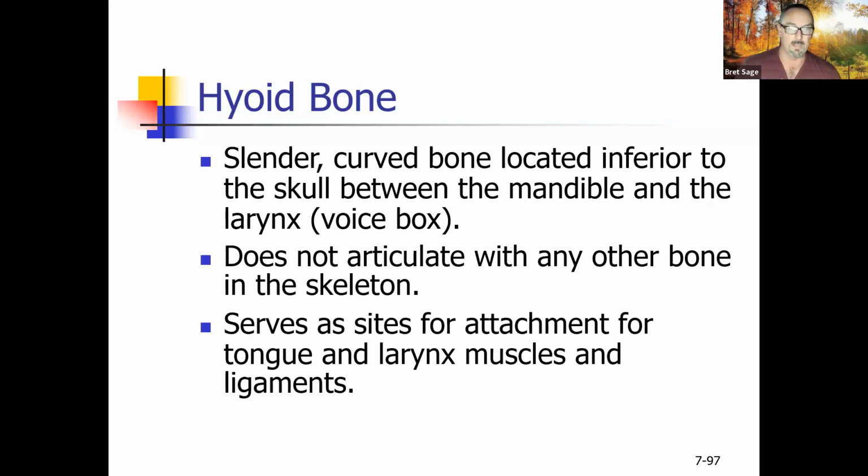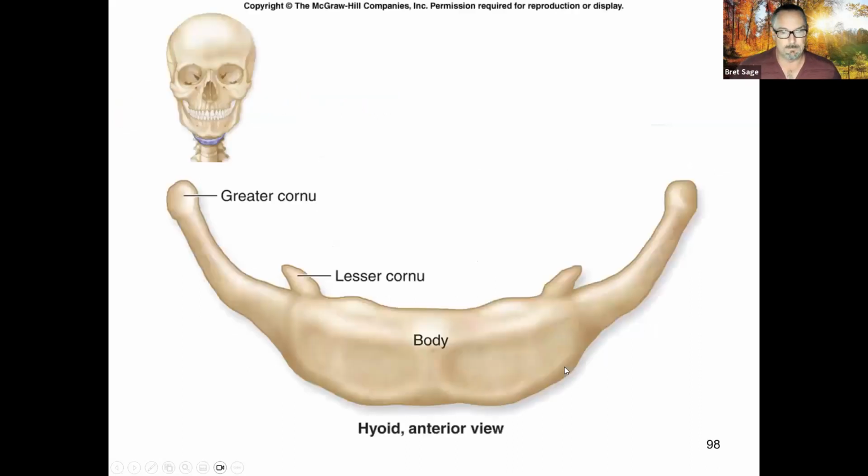So you know that old song, the leg bone's attached to the knee bone or whatever. This is the only bone that doesn't attach to any other bone. So that's what makes it so unusual. So in a skeleton, it's usually held up with just some wire because in the human body it's held up by cartilage. It serves as sites for attachment of tongue and laryngeal muscles and ligaments. They're showing you the hyoid and where it is. So if you feel your Adam's apple, the top edge of it is your hyoid bone.